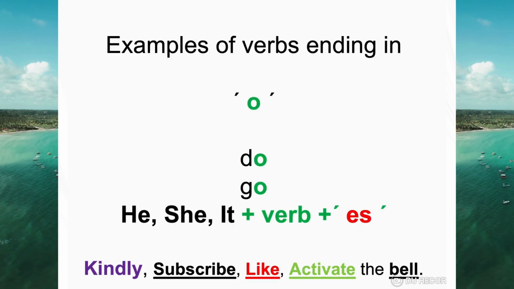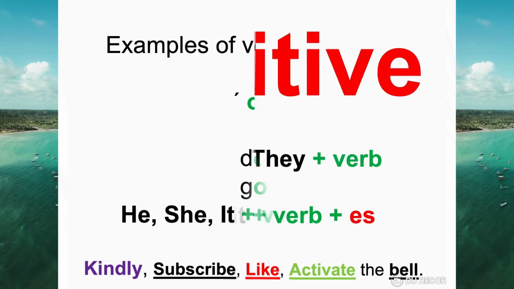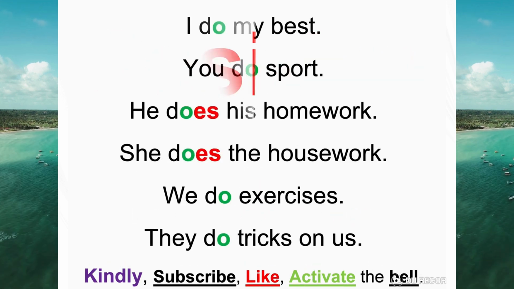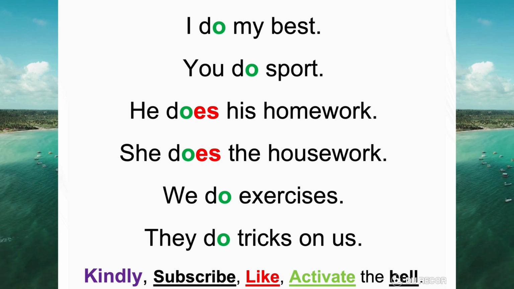In this slide, we are going to deal with two verbs. The first verb is do and the second verb is go. Let's see the positive form. I do my best. You do sport. He does his homework. She does the housework. We do exercises. They do tricks on us.